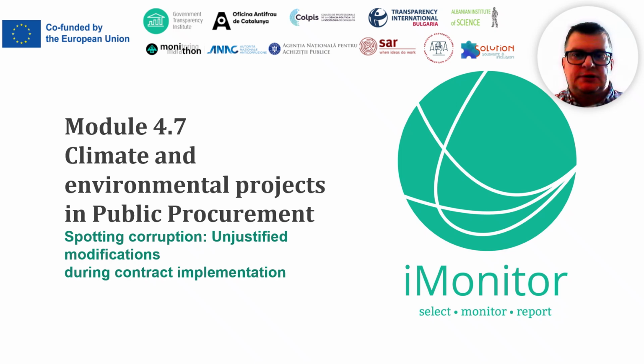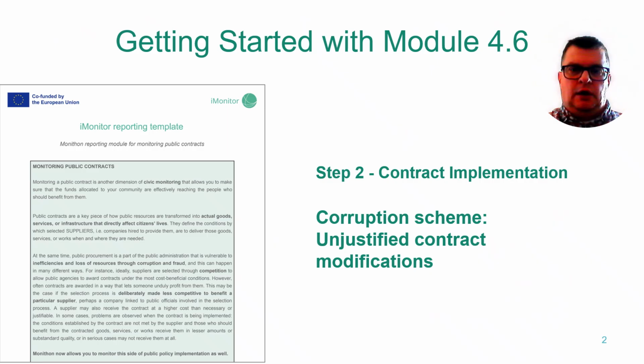Hello dear participants. Now let's skip to module number 4.7, Climate and Environmental Projects in Public Procurement. Spotting corruption, unjustified modifications during contract implementation. So let's start with the reporting template.